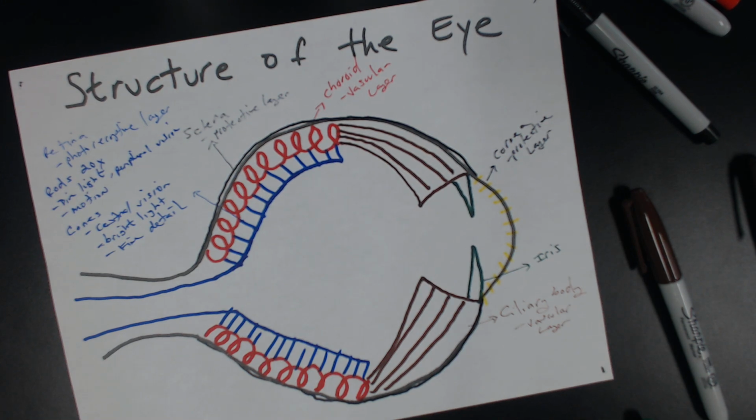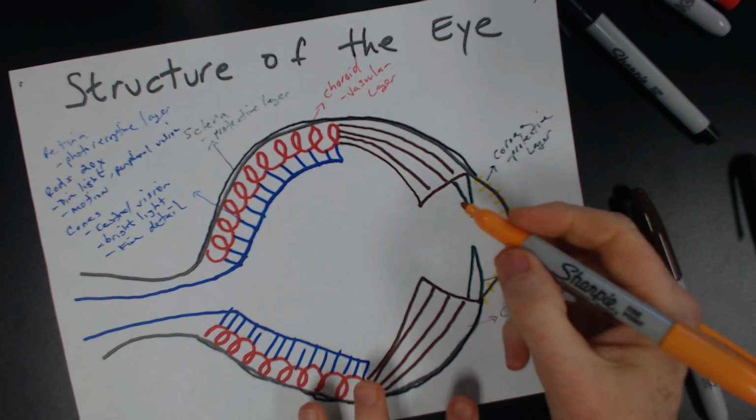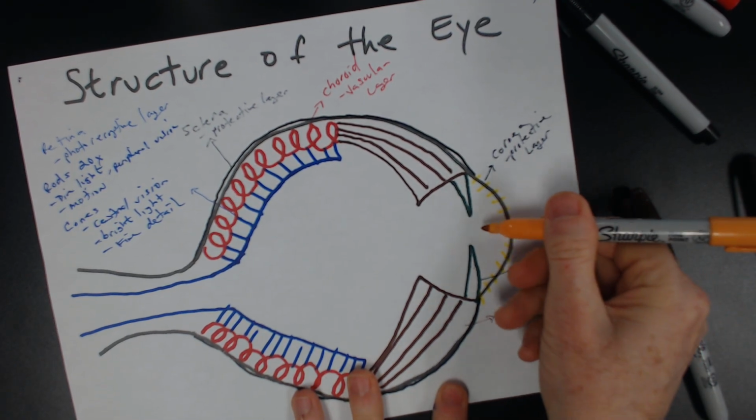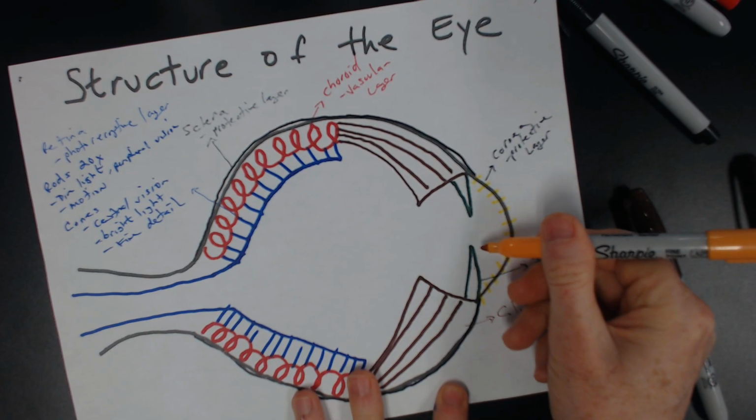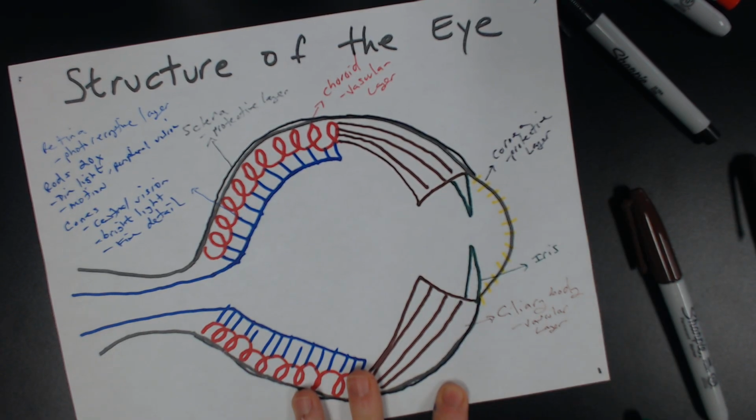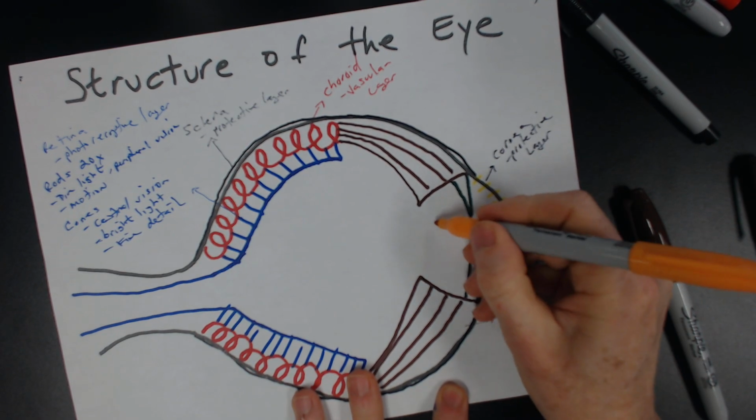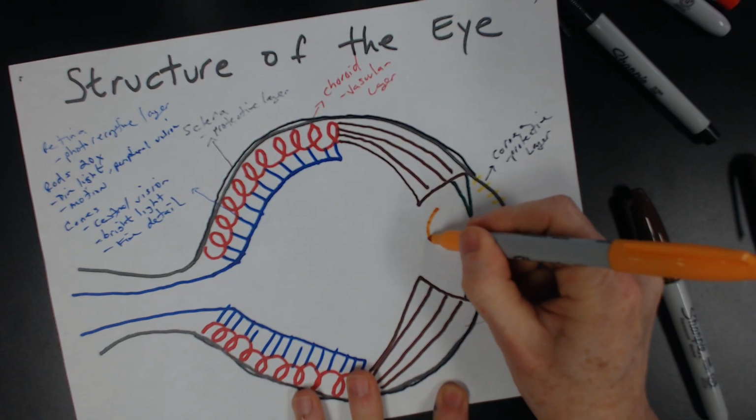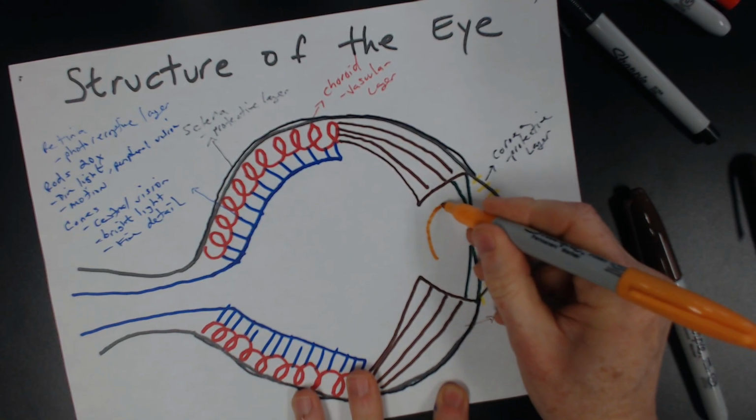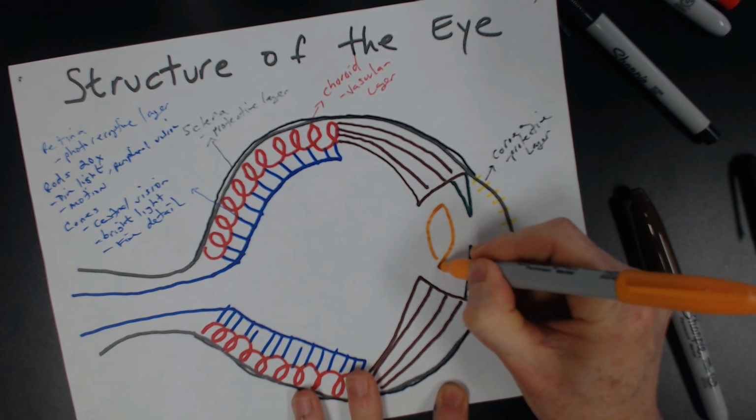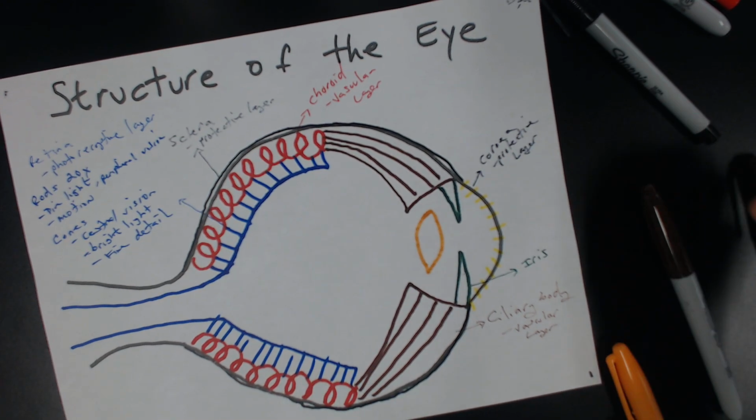Other things we need to consider. The space in between your irises is known as your pupil. That's that black part of your eye. And located behind your pupil is going to be your lens.